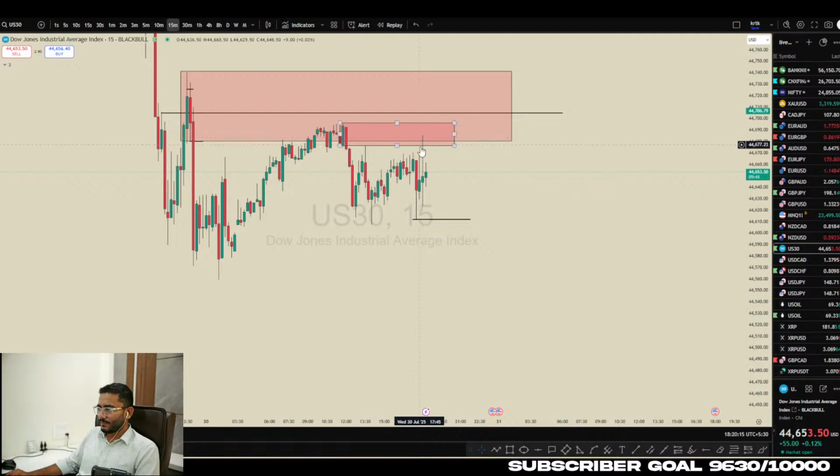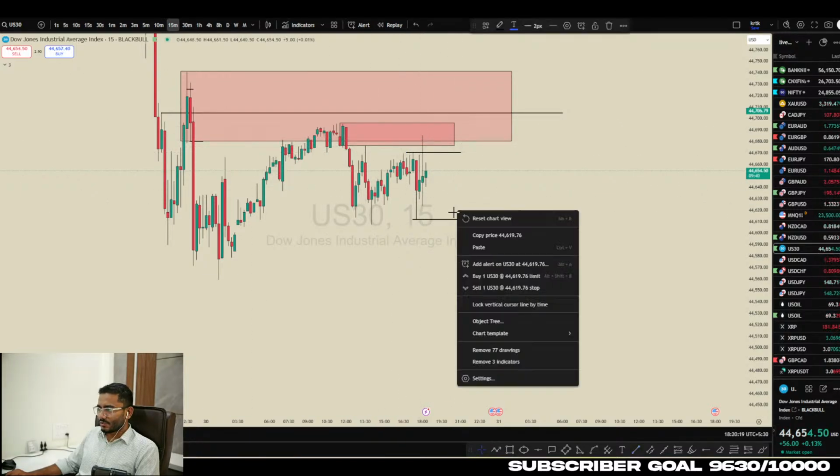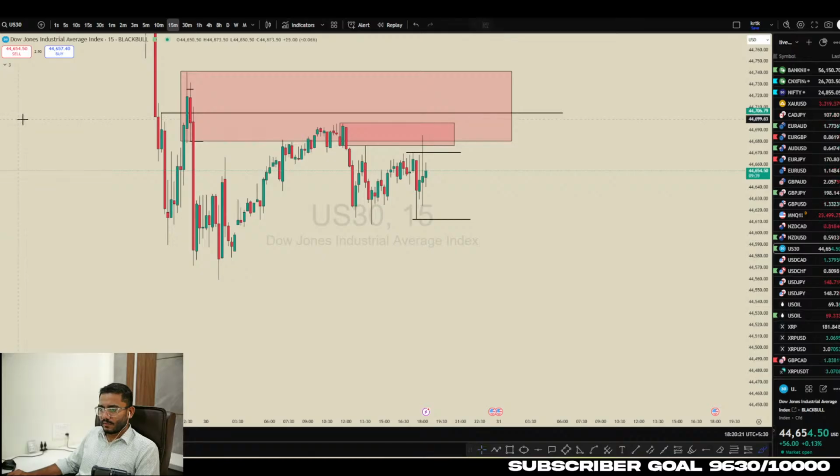We can look for a continuation trade to the downside once this low breaks. So here we can see this wick took out previous lows, and then if this breaks, we can look for a continuation trade to the downside.